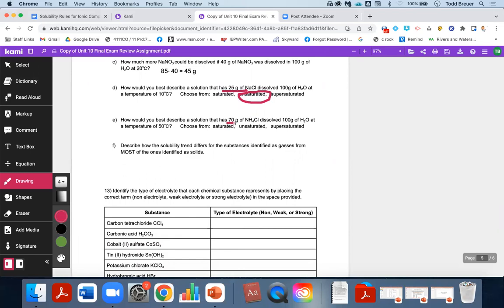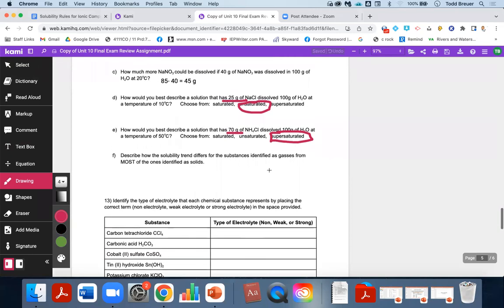Oh, they say 70 grams is dissolved. So we have more than should be possible. That's that condition called supersaturated. That usually only exists for brief moments in time, often when chemicals are cooling off.